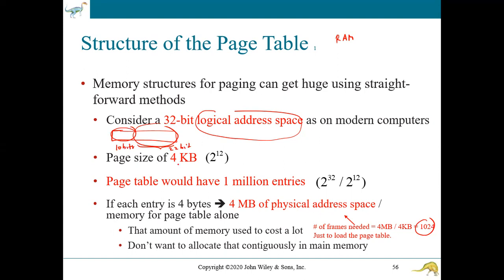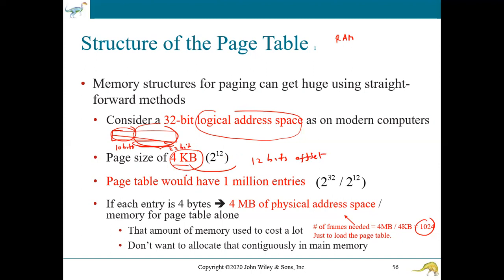Offset should be 32 bits here. 22 bits is not the offset, because 1024 is the number of frames needed, not the pages needed. So offset is also always a page number. Look at the page size, it is giving you the offset, right? 12 bits are required for offset. Yes or no?